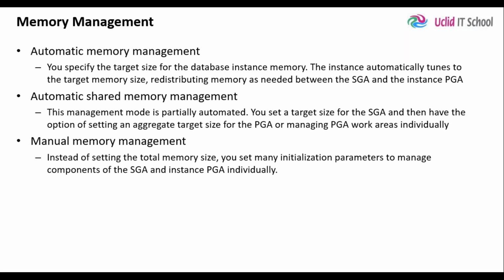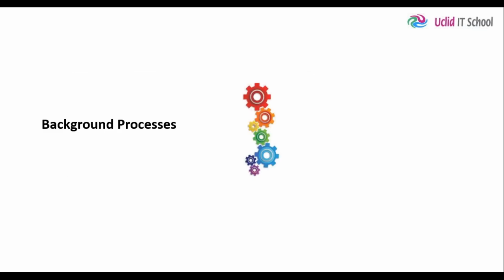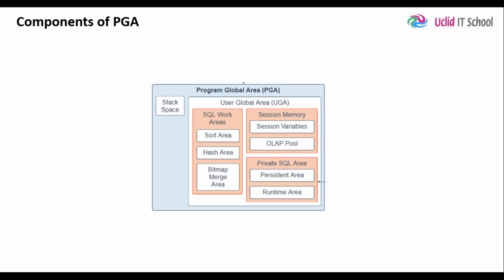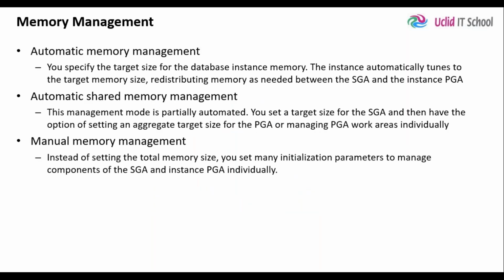So up to 10G, we have only manual memory management. 11G introduced automatic shared memory management, where you automate managing the SGA. Then 12C took this to the next level by automating total memory, SGA as well as PGA. So this is about the memory structures, the SGA and the PGA, SGA components and PGA components, and memory management.